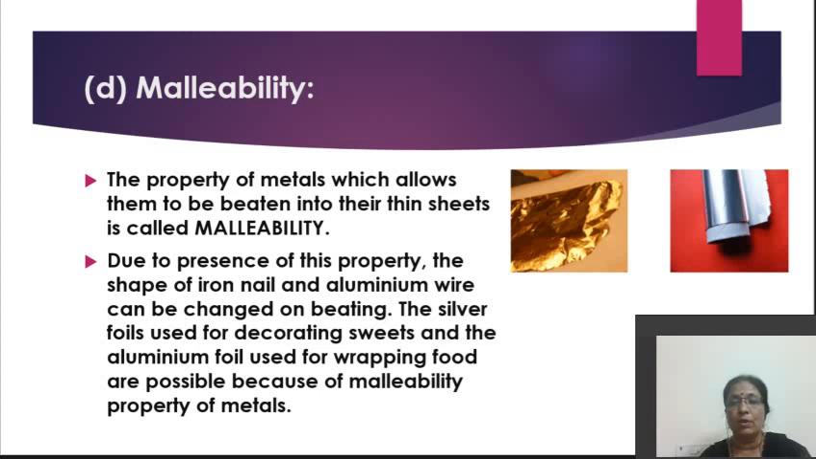A goldsmith also does the same thing. Gold can be beaten into very thin foil. Thus we see metals are malleable. We can see the metals available in different shapes. When we are talking about gold, we see so many jewelry items which are given different shapes by the goldsmith. So that is beaten into a very thin foil and then the shapes are given. So metals possess the property of malleability.